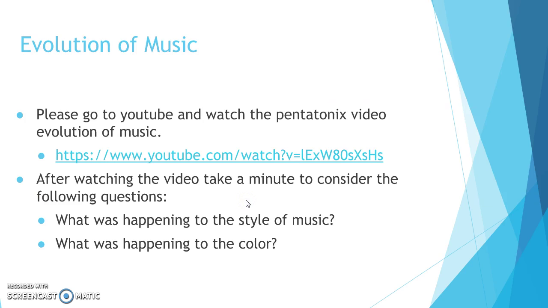The first thing I would like you to do is go to this video on YouTube. It's located in Edmodo. You can find it. It's a pentatonics video about the evolution of music. So please watch this short video clip and answer those first two questions about what's happening to the style of music and what's happening to the color. So pause your video now and watch that and fill in the answers.